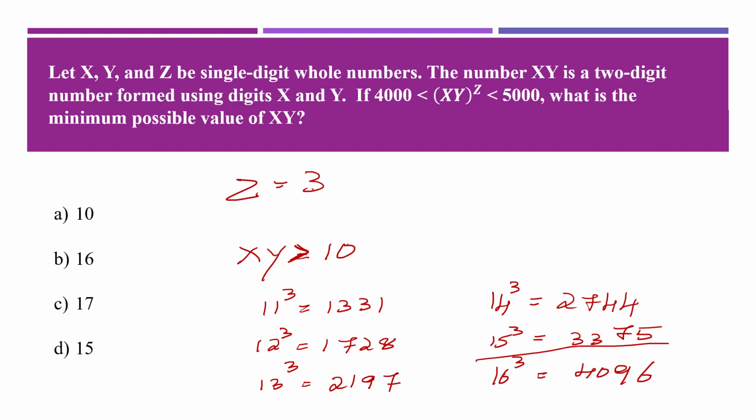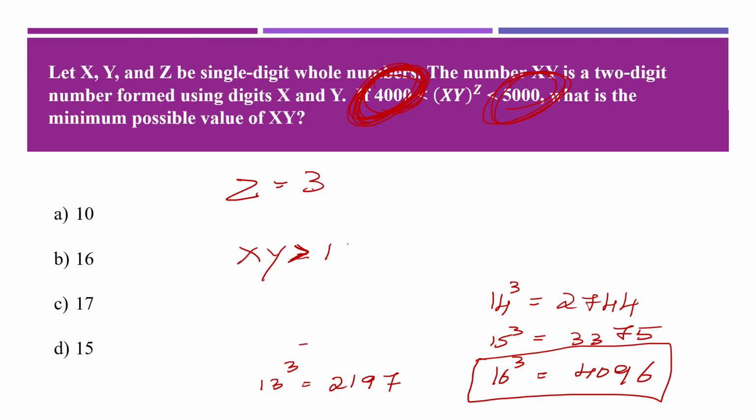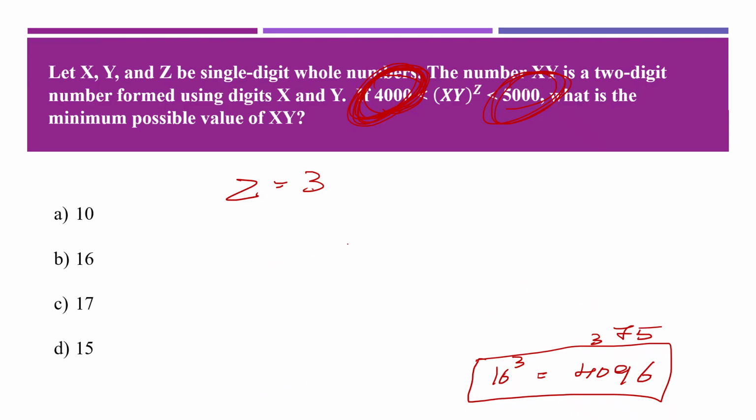Wait a minute, I guess I got the number. So it should be more than 4,000 and less than 5,000. Let me erase all other numbers. So here I have 16 cube, where I get 4096. So the value of X is 1, the value of Y is 6, and the value of Z is 3. In that case, the smallest possible value of XY is 16. Hope you understood.